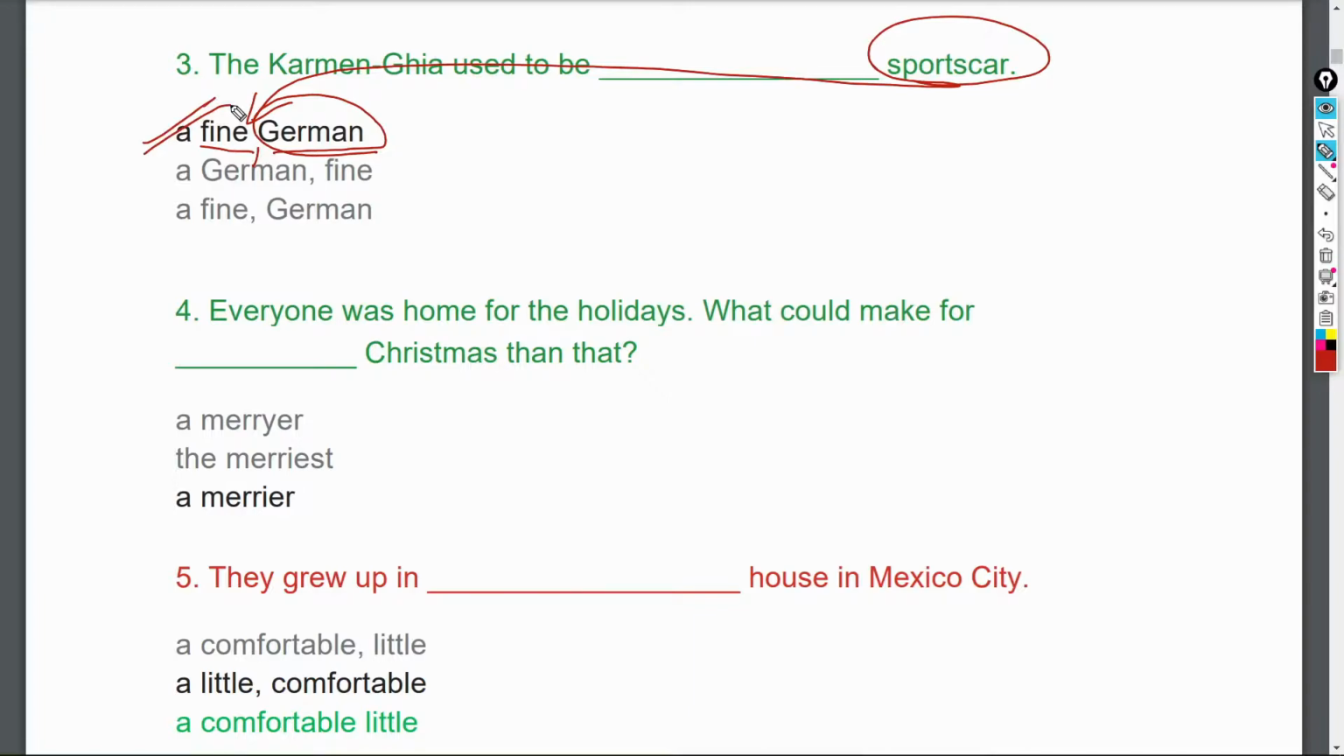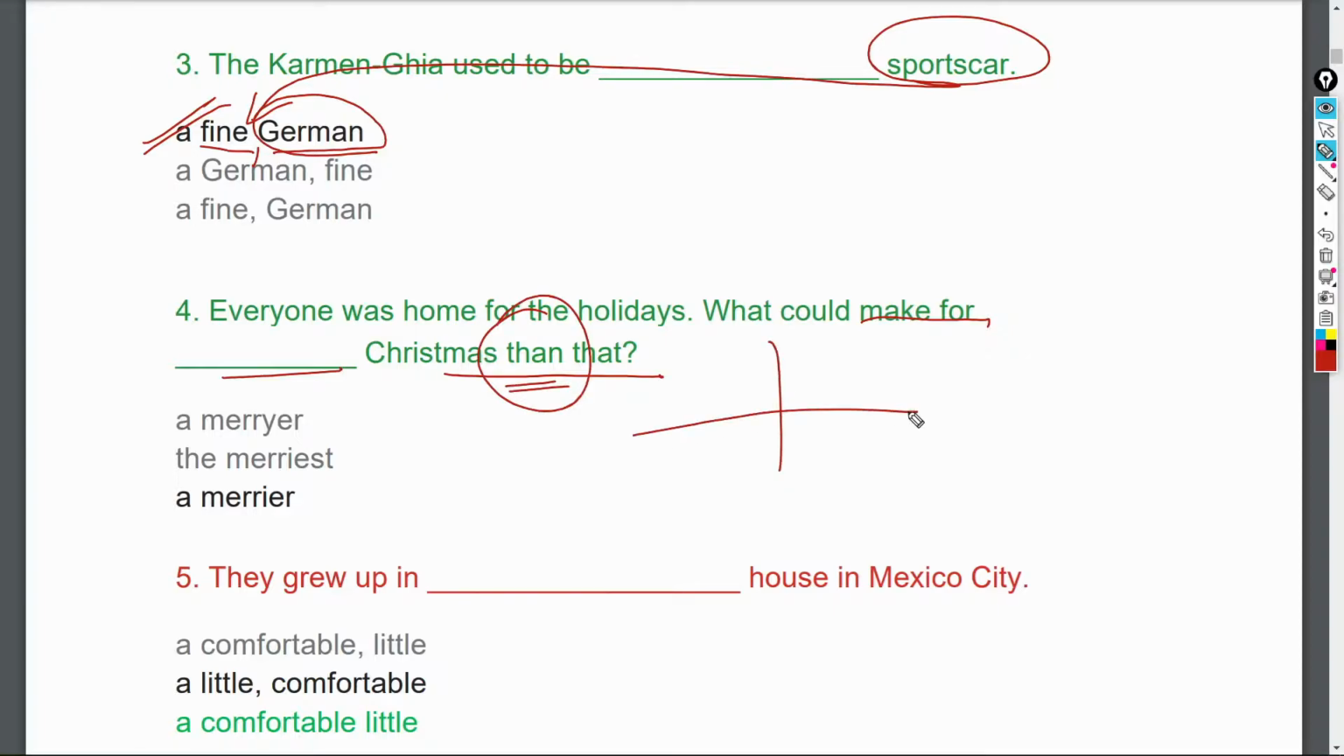Next number 4. Everyone was home for the holidays. What could make for a dash Christmas than that? Now see, Christmas is merry. When there is comparison it is merrier, and when it is the best it will be merriest. So see, everyone was home for the holidays. What could make for dash Christmas than that. Now this then is there.